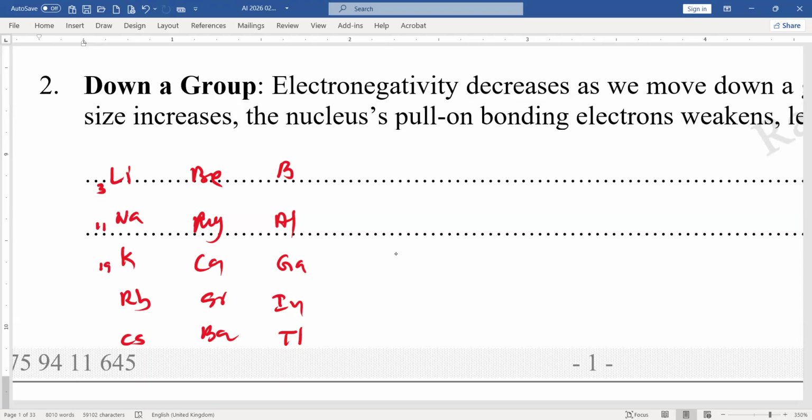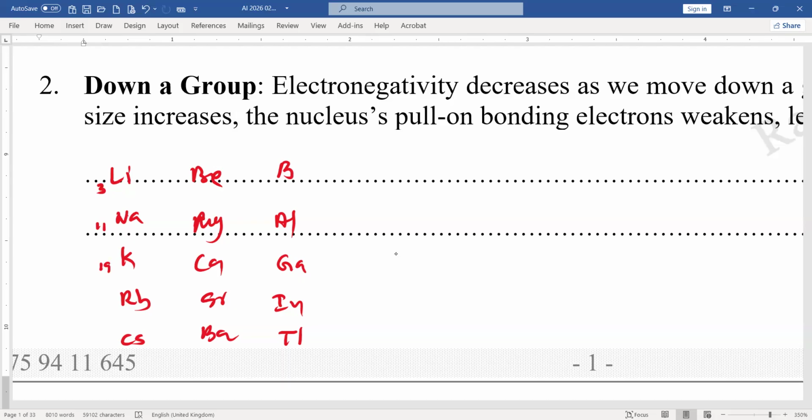But I told you that the electronegativity depends on two factors. One is the nuclear charge, and the other one is the size. But when we move from top to bottom, size is increasing much faster than the atomic number. The effect of the size will be prominent. Therefore, the electronegativity is decreasing down the group.